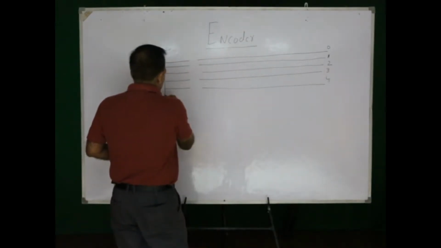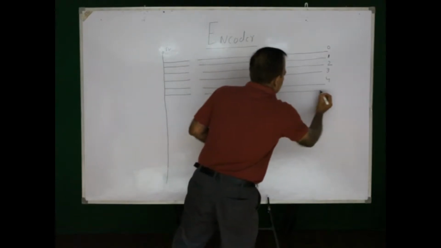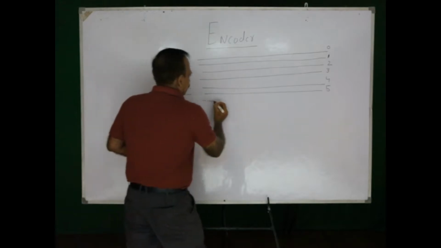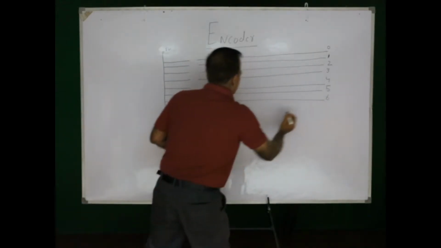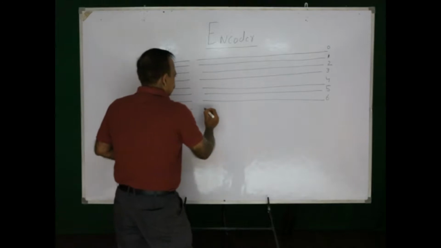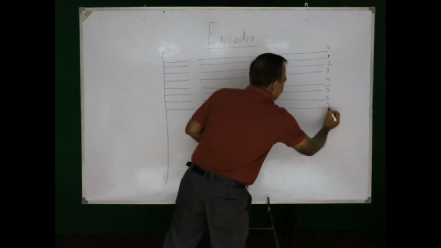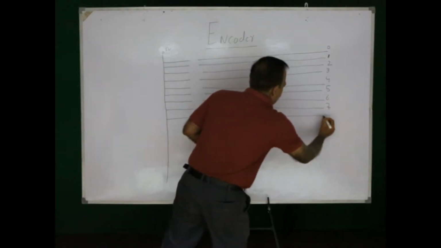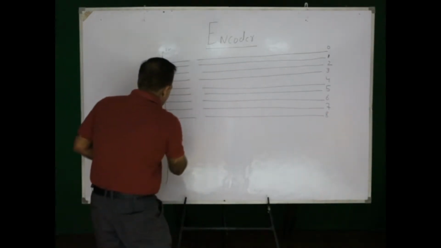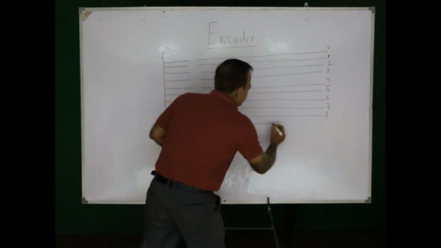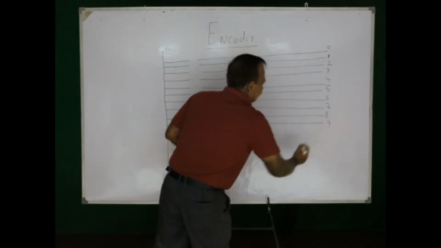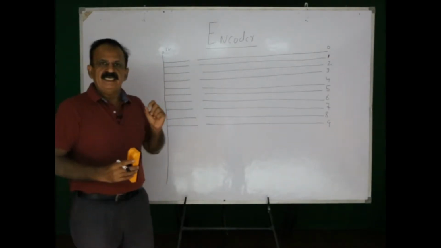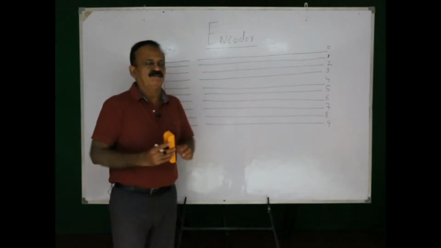This is 4. The next one is for 5. The next one is for 6. The next one is the wire indicating 7. The next is the wire indicating 8. And lastly, this will be the wire indicating 9. Now these are 10 horizontal wires, each wire is representing a decimal number.